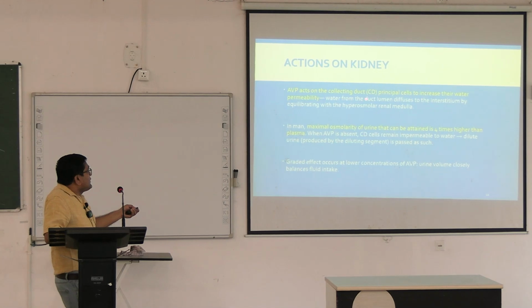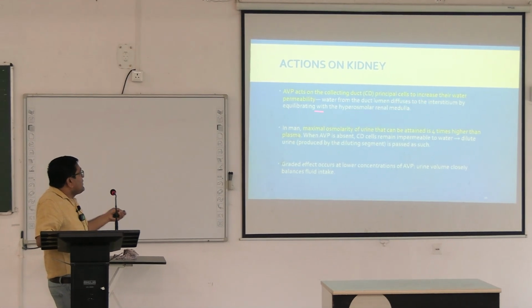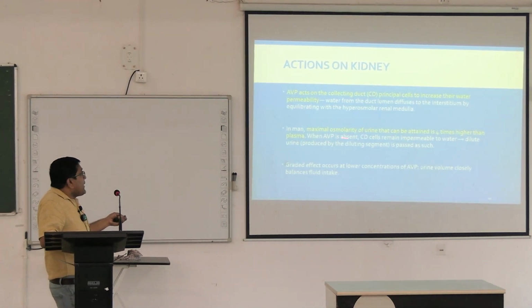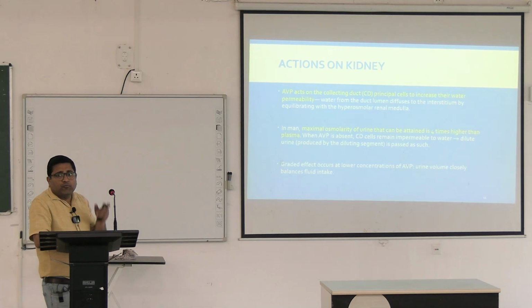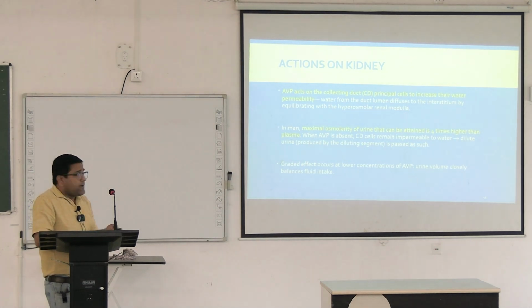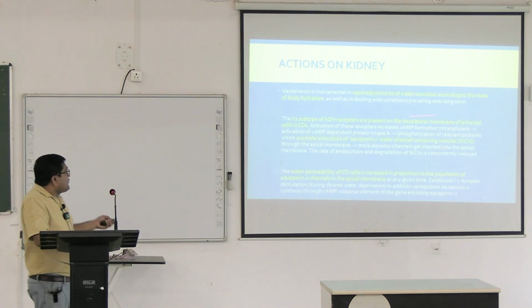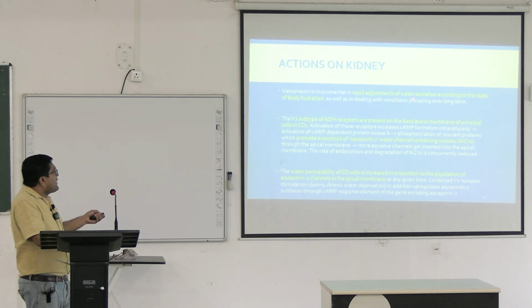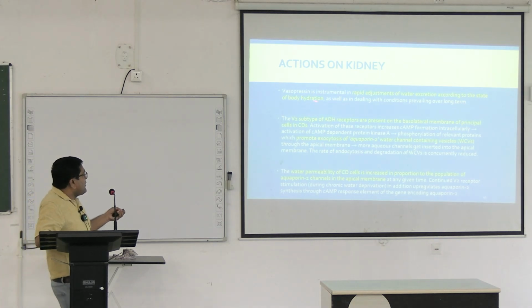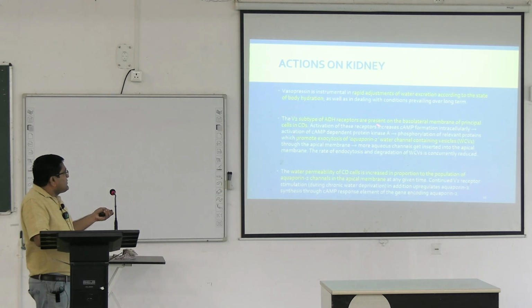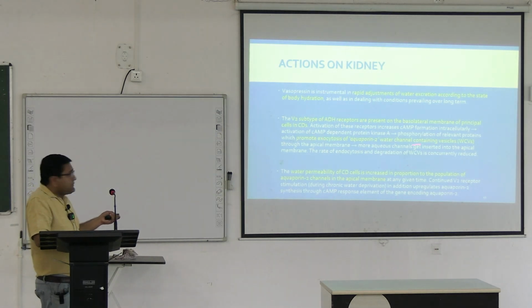So AVP acts on the collecting duct principal cells to increase their water permeability maximally. So what happens? The osmolarity of the urine is increased. Maximal osmolarity of urine that can be attained is 4 times higher than that of plasma. Now, vasopressin is instrumental in rapid adjustment of water excretion according to the state of body hydration. V2 subtype of ADH receptors are present in the basolateral membrane of principal cells in collecting duct cells.